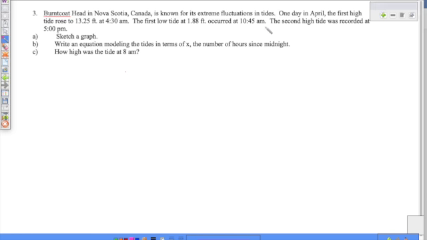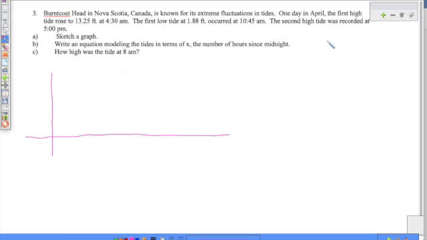The second high tide was recorded at 5 p.m. This is important, guys, I don't want you to put a time like 5 p.m. on your x-axis. I want you to just do time in hours. Okay, so let's get a sketch on the side as to what's going on here.